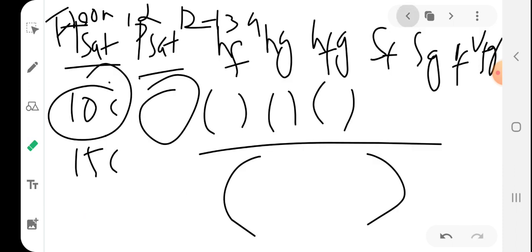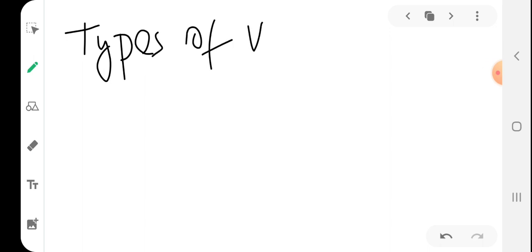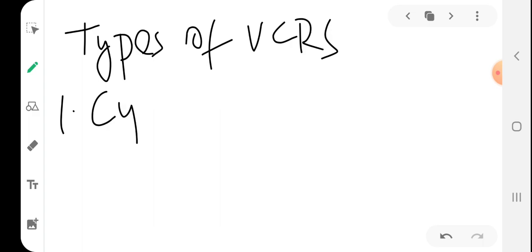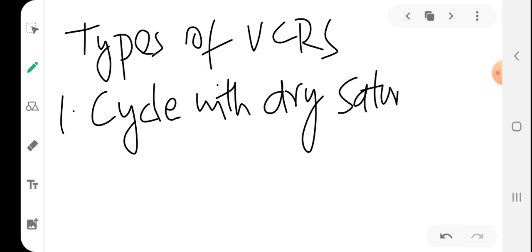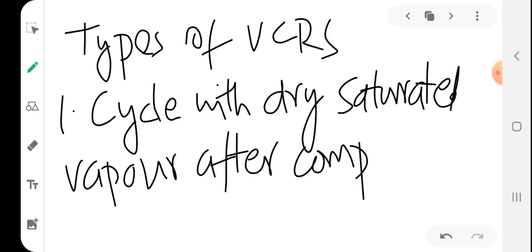And now, students, before doing problems, I will classify the vapor compression system into different types of VCRs. Based on the position or the state of various salient points, we can classify into different types. Now I will introduce you to the first type, cycle with dry saturated vapor after compression. So students, after isentropic compression, the state of the vapor should be dry saturated.